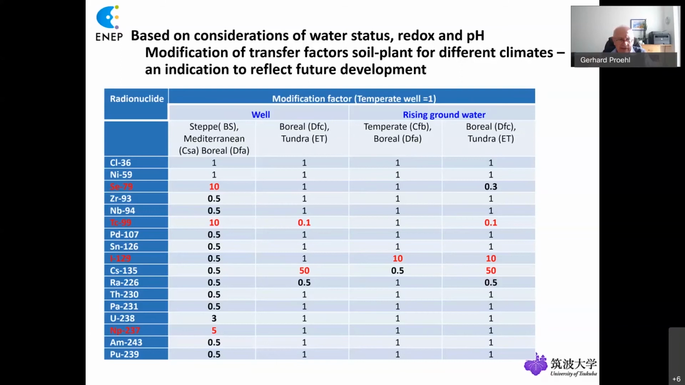To give an example, if you look at selenium-79 for the scenario well and rising, for steppe we have a modification of 10. This means it is assumed that the transfer factor for selenium to plants in steppe is a factor of 10 higher than in the temperate climate. And for technetium, it's a factor of 10 higher. For neptunium, it's a factor of 5 higher. So these are the differences.